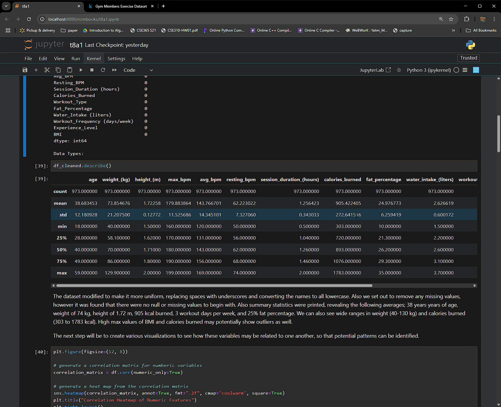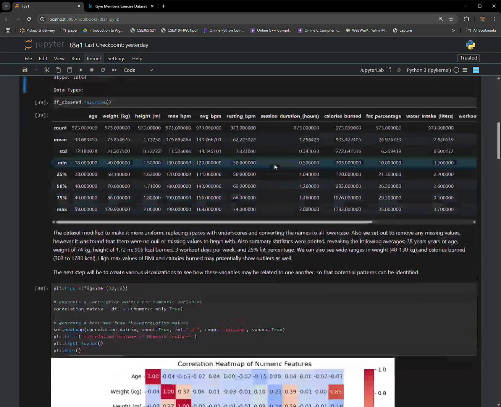But it also shows that there's a wide range in the weights from as low as 40 kilograms all the way up to 130 kilograms. And then there's also a wide range in the amount of calories burned, which is 303 calories all the way up to 1,783 calories. So this shows that there may potentially be outliers.